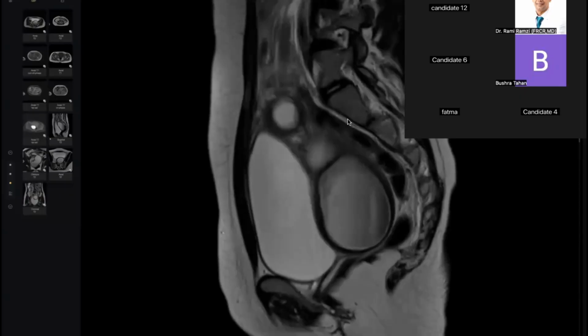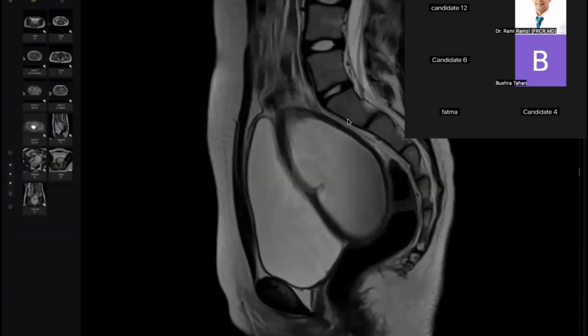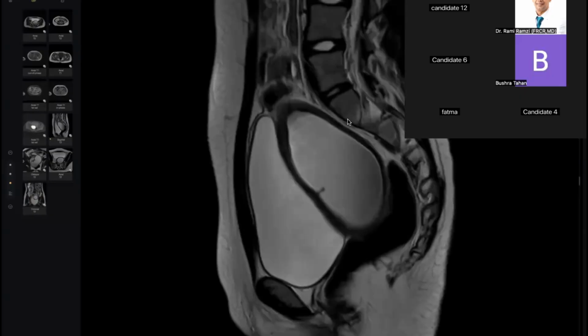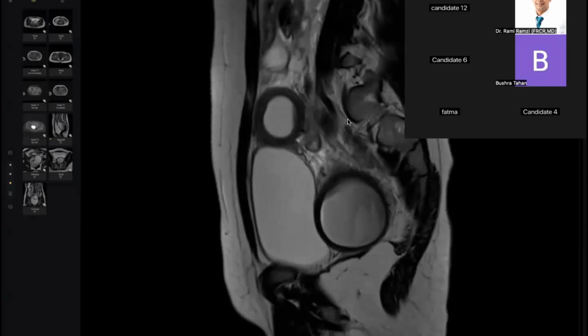What's your differential diagnosis, doctor? So, with this appearance, I'm concerned with two things. One is possible mucinous adenocarcinoma, sorry, mucinous mucocele of the appendix with this appearance, and the other differential would be hydrosalpinx. Those would be my two differentials.